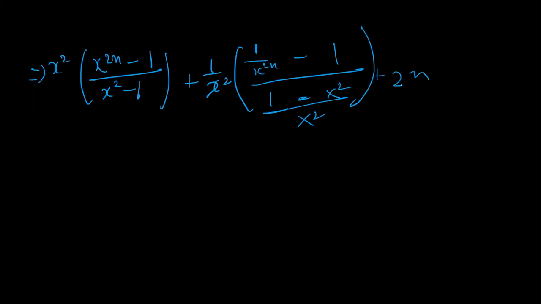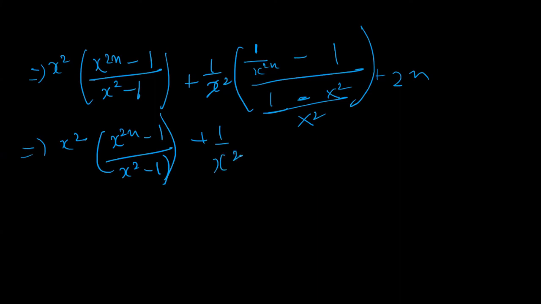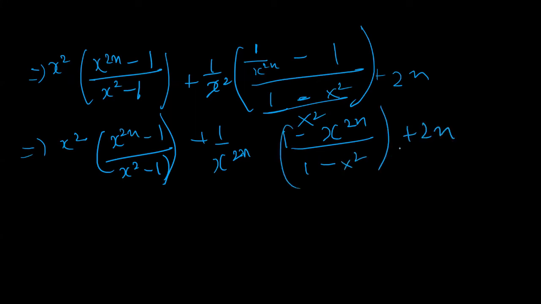So plus 2n will remain same. So this will become x square, x to the power 2n minus 1 upon x square minus 1, plus 1 by x square. Next, if I take LCM above also, it will become x to the power 2n, and 2n will come outside, so it will become like this, and here it will be 1 minus x square only, plus 2n. Tell me if you understood this part also.